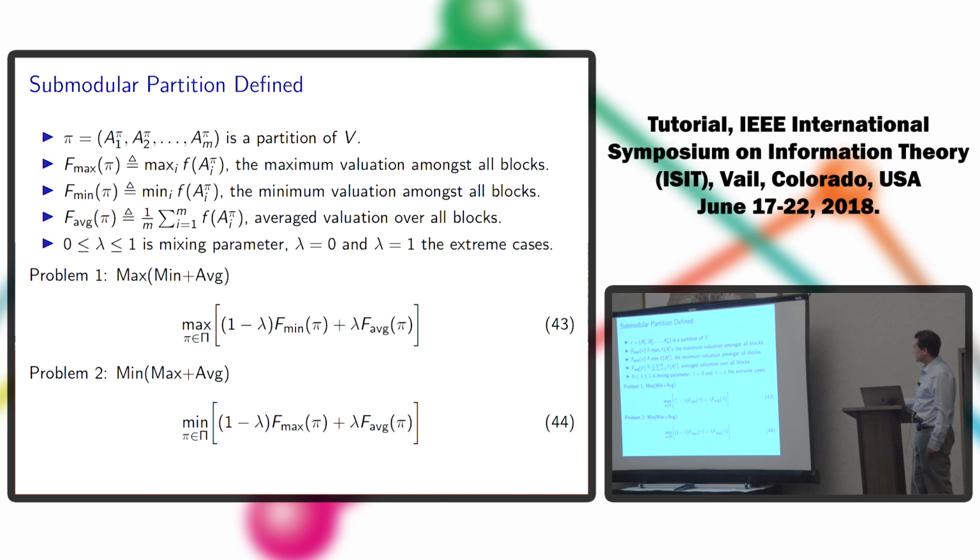And so you could think about these kinds of problems where you want to find the partition that maximizes some convex combination of the worst valuation and the average valuation of any block in the partition. Or from a dual perspective, maybe you want to find the partition that minimizes the max valuation plus the average valuation, subject to the convex mixture.